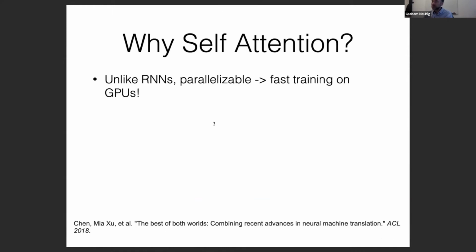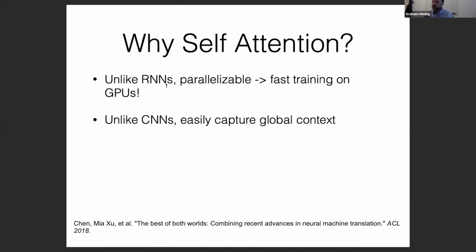So why would you want to use self-attention instead of an RNN or something like this? Unlike RNNs, it's very parallelizable, which allows for fast training on GPUs. You can calculate all of the words in the sentence at the same time. So this is probably the most important reason why people like using self-attention and the transformers that I'm going to be talking about in a second.